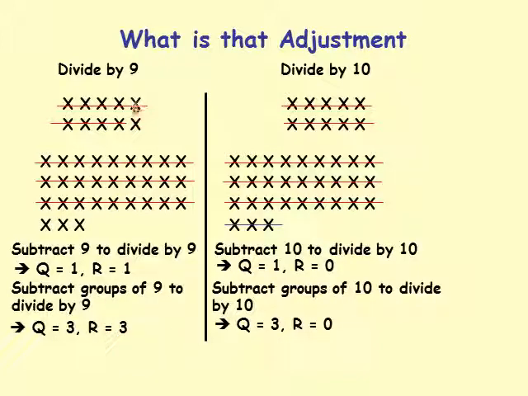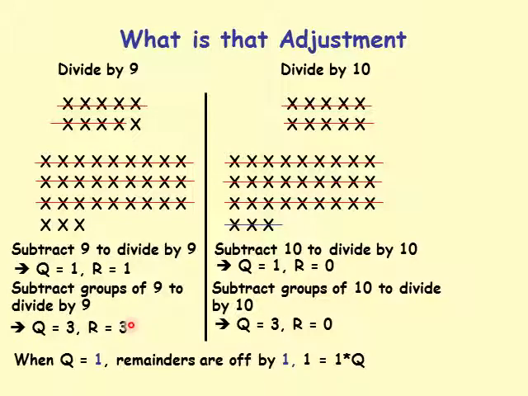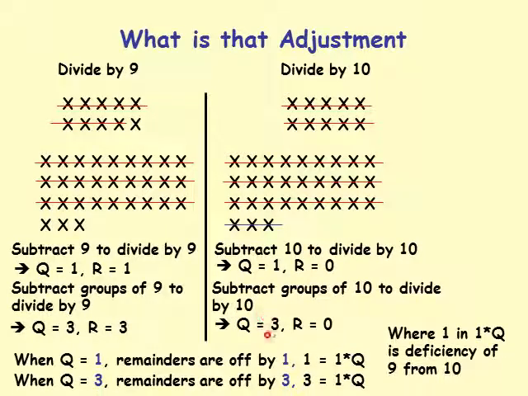Difference is when I divide by 9, quotient is 3, remainder is 3. When divided by 10, quotient is 3, remainder is 0. That means that they're different by 3. 3 here and 0 here. If I have to use divide by 10 to achieve divide by 9, I have to add 3 to the remainder. And 3 comes from quotient 3 times the deficiency of 9 from 10, which is 1. 3 times 1 is 3. And that is what we need to add to remainder. If I have to use divide by 10 to achieve division by 9, I have to add 3 in this case and 1 in the previous case. Quotient was 1, adjustment was 1.